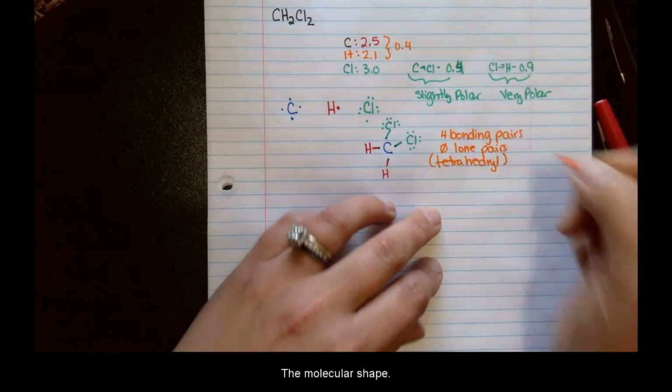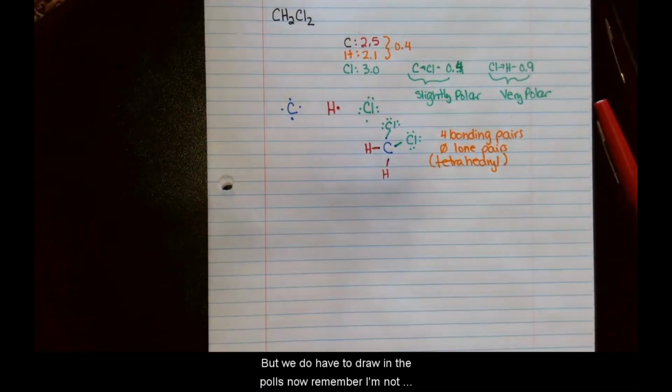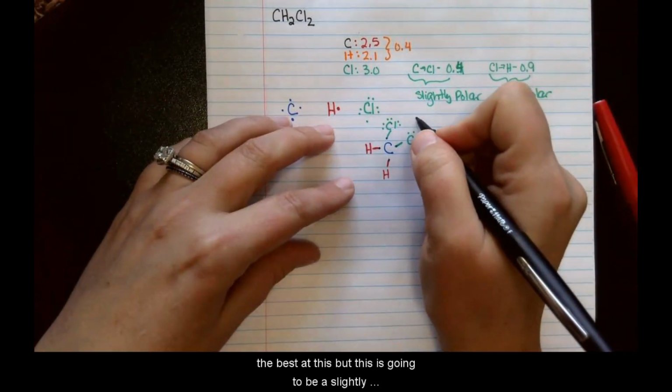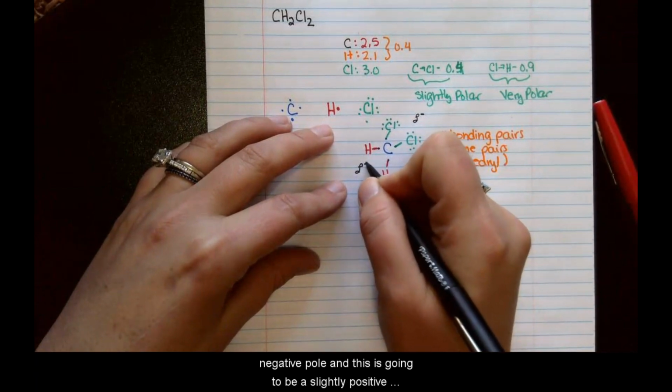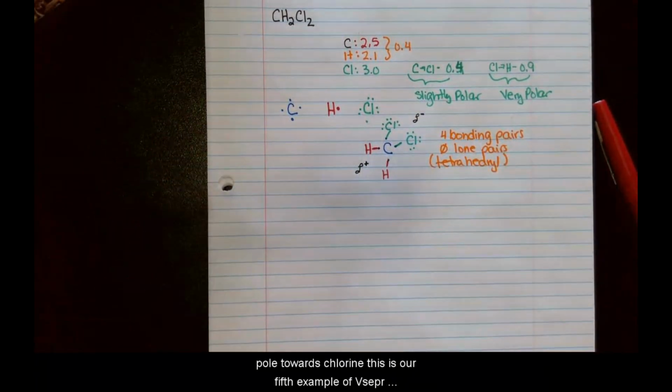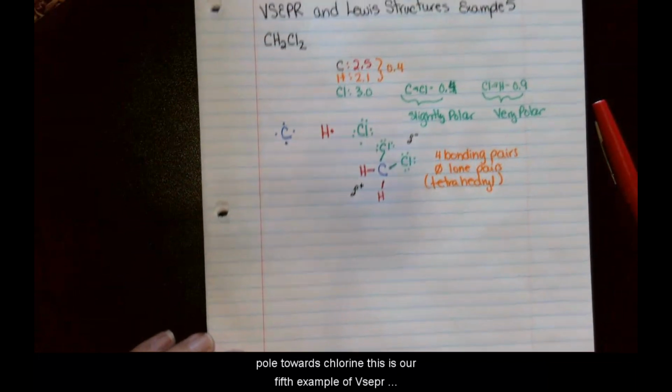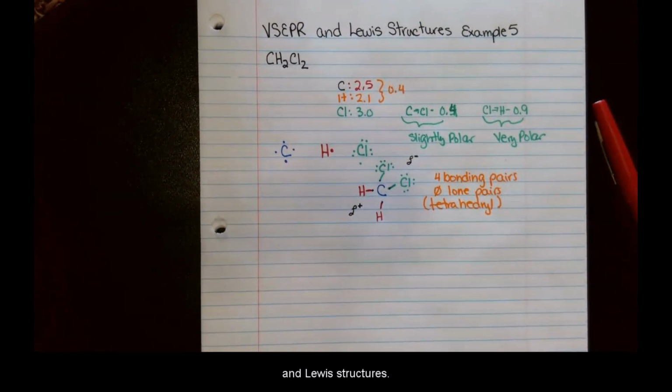That's the molecular shape. But we do have to draw in the poles. Now remember, I'm not the best at this, but this is going to be a slightly negative pole, and this is going to be a slightly positive pole towards chlorine. This is our 5th example of VSEPR and Lewis structures, and this was amazing.